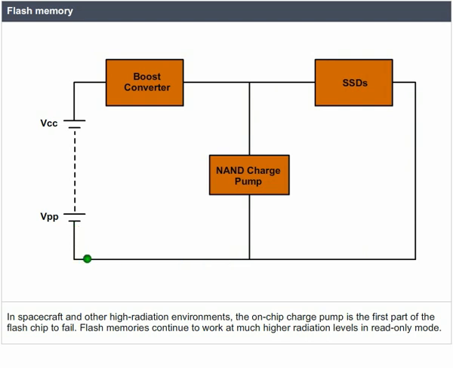In spacecraft and other high radiation environments, the on-chip charge pump is the first part of the flash chip to fail. Flash memories continue to work at much higher radiation levels in read-only mode.